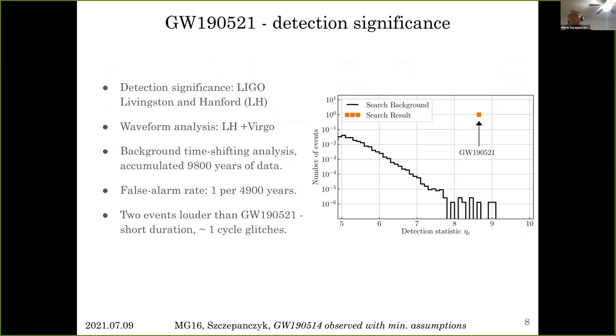When we went from online to offline analysis, when we analyzed the data much more carefully, we used LIGO Livingston and LIGO Hanford data to calculate the detection significance of this event. And for analysis of the waveform, we also add Virgo. We did a time shift analysis, as we usually do for any type of search with coherent WaveBurst. We accumulated almost 10,000 years of background data, and we found a false alarm rate for our event of 1 per almost 5,000 years. We found only two events that were more significant than our event. And 1 per 5,000 years shows that it's a very significant event.